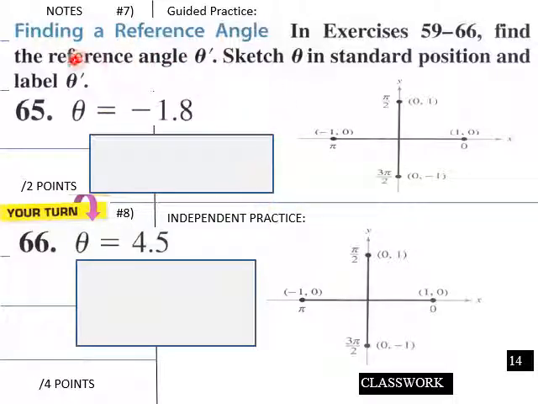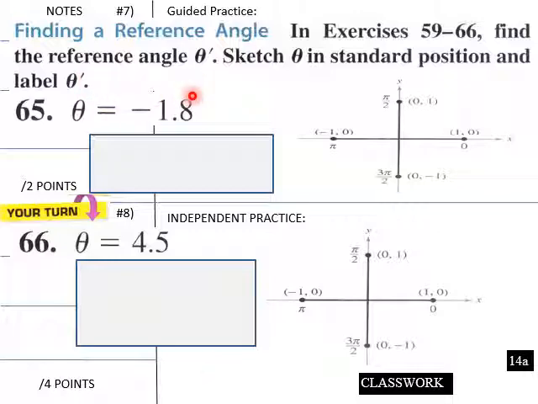So let's try one. Find the reference angle theta prime. So theta is negative 1.8, obviously radians. And down here theta would equal 4.5 radians. So sketch theta in standard position and then label theta prime.